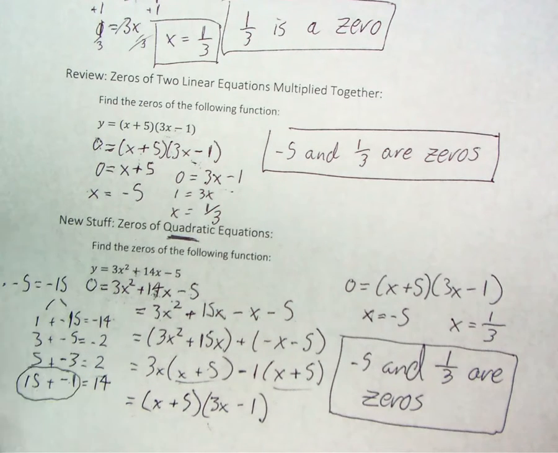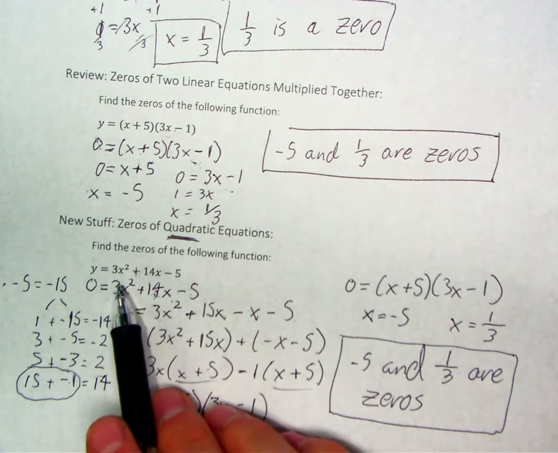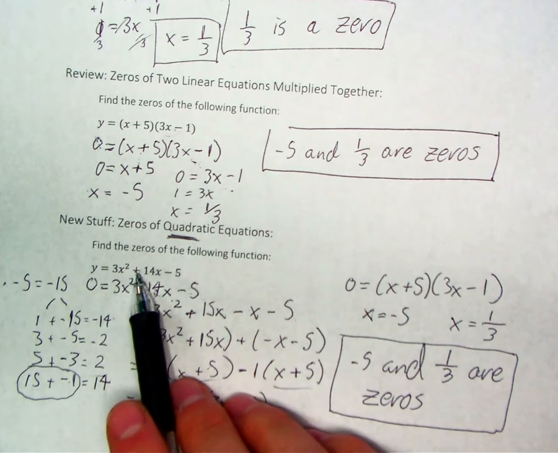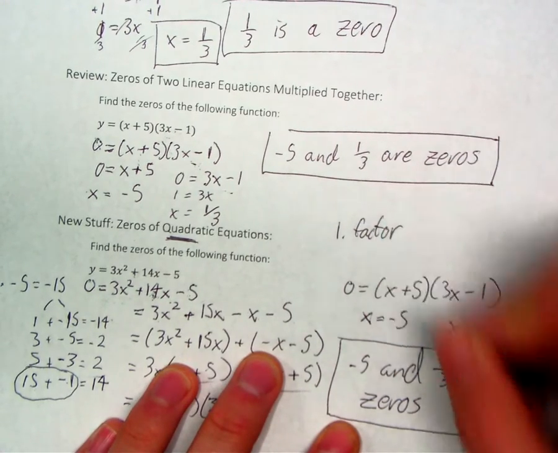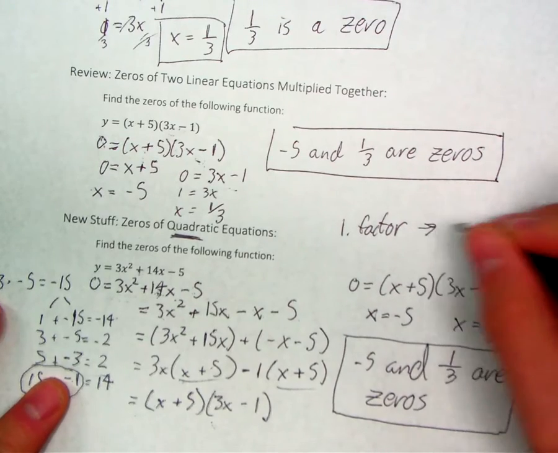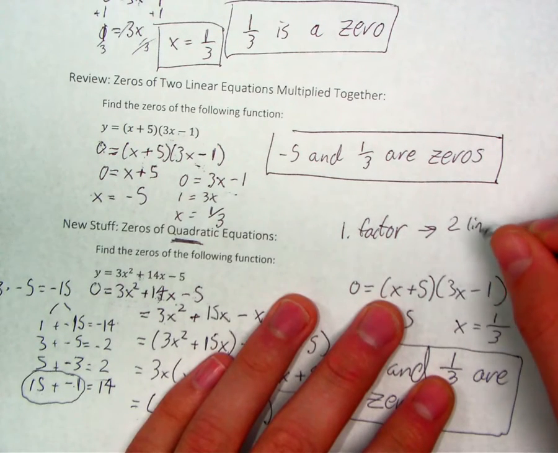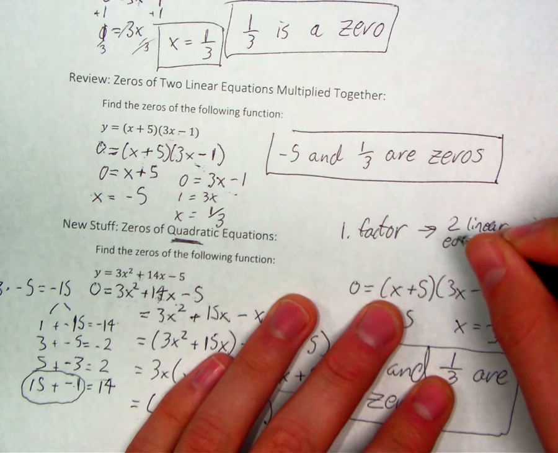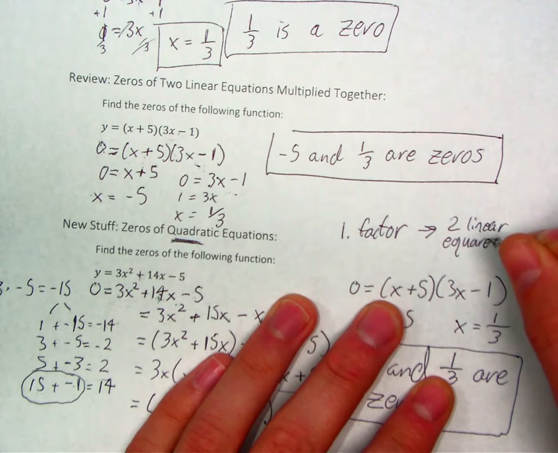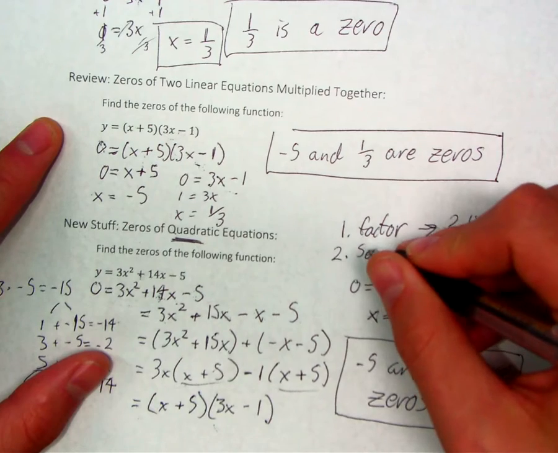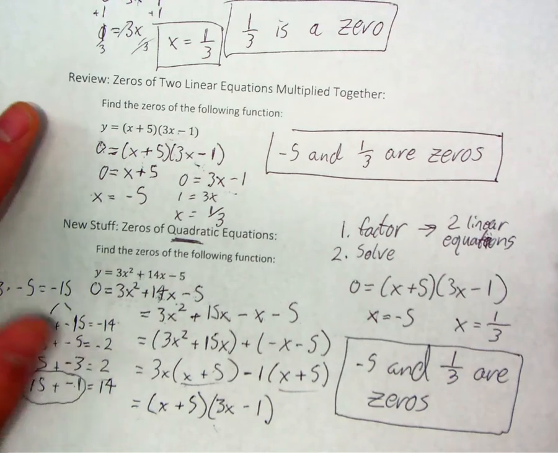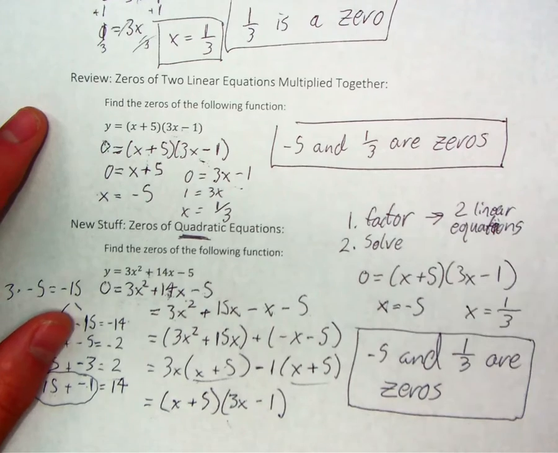So let's review the steps one more time. When we want to find the zeros of a quadratic equation, first we factor, and then that gives us two linear equations. Then we solve. First we factor, and we solve.